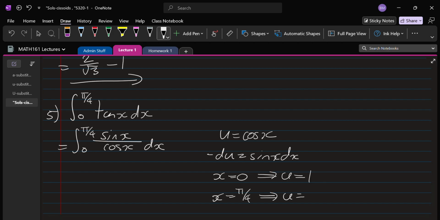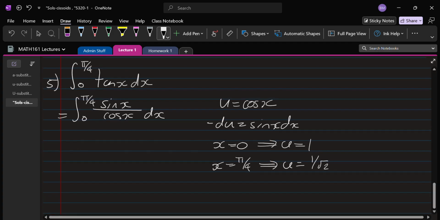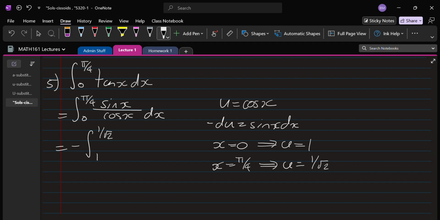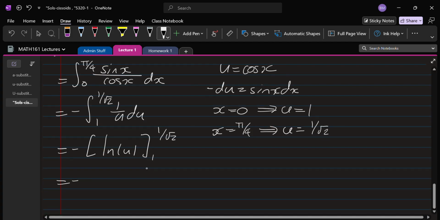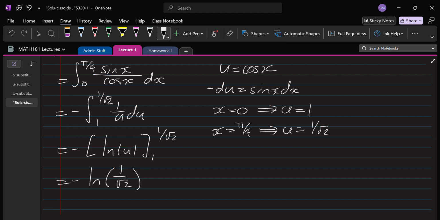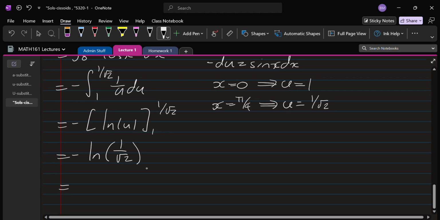When x is 0, that means u is 1. When x is pi over 4, u is 1 over root 2. So this will be minus the integral from 1 to 1 over root 2. Sine x dx, that's du. And then we have 1 over u for the 1 over cos. So that will be minus natural log of u from 1 to 1 over root 2.